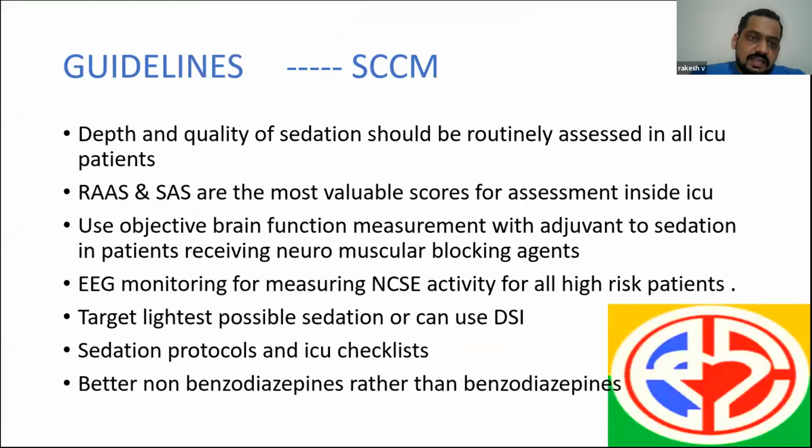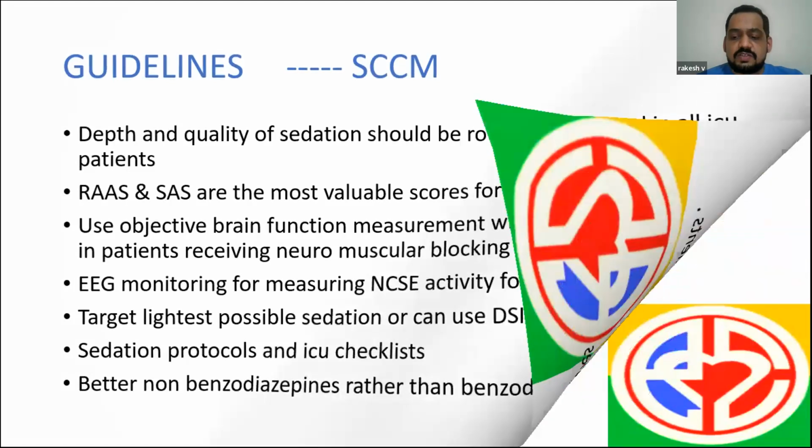We have Society of Critical Care Medicine guidelines that say the depth and quality of sedation should always be assessed in all ICU patients. You need to have documentation of your scores, either the Richmond score or the Riker score. You should also use objective brain function measurements along with sedation scores and pain questionnaires. You need objective brain function measurements like EEG and NCSE for all high-risk patients. Try to target the lightest possible sedation, or daily sedation interruptions can also be followed. You need sedation protocols and checklists. Try to avoid benzodiazepines for sedation. So that's what the guideline says.